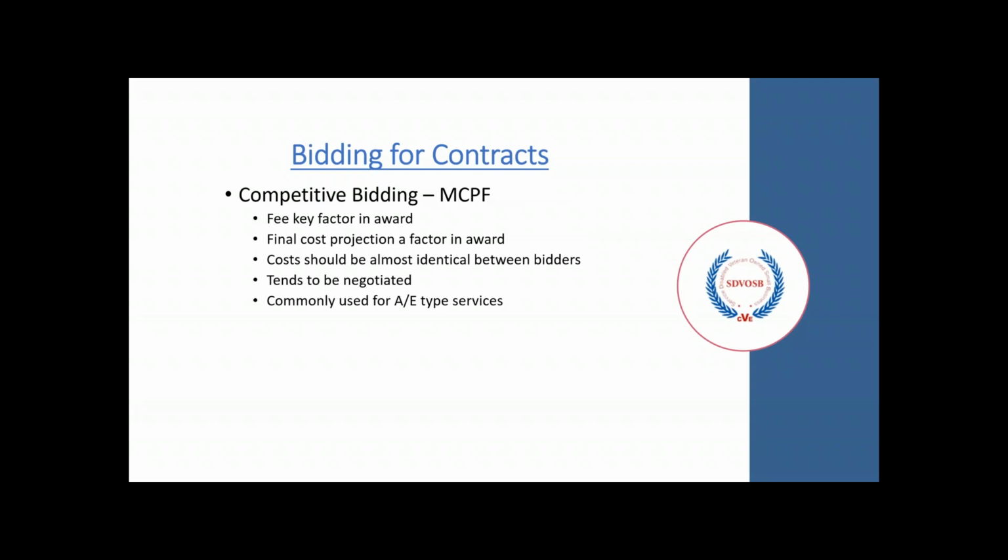A max cost plus fee contract is similar to the cost plus fee. The fee is the key factor in the award. The final cost projection is also a factor. Being a maximum set contract, if the final cost projection is higher than what is allowed by the maximum, it can lead to losing that proposal.